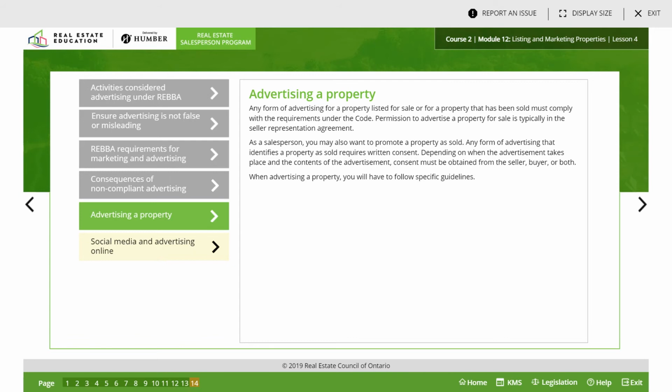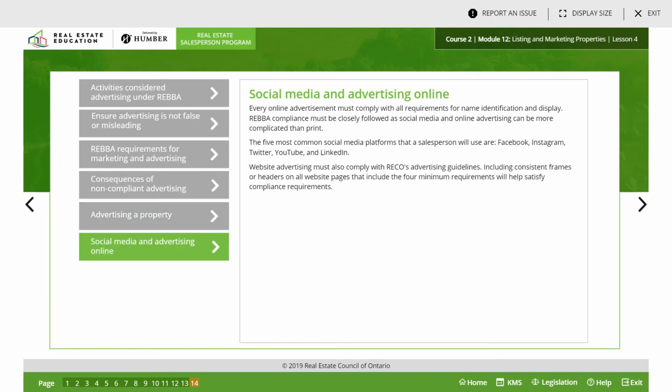You may also promote a property as sold. Any form of advertising that identifies a property as sold requires written consent. Depending on when the advertisement takes place and the contents of the advertisement, consent must be obtained from the seller, buyer, or both. Cool.